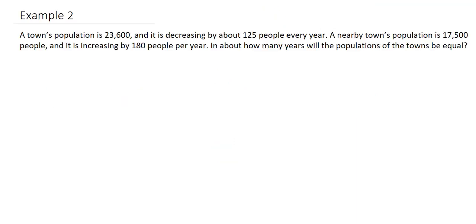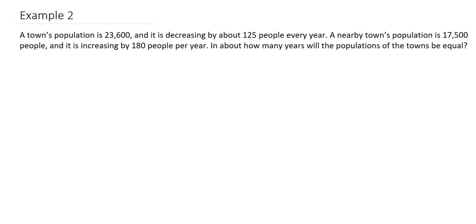Example 2. A town's population is 23,600 and it is decreasing by 125 people every year. A nearby town's population is 17,500 people and it's increasing by 180 people per year. In about how many years will the population of the towns be equal? So let's set up this problem. It's similar to the last one, but instead we're dealing with population.